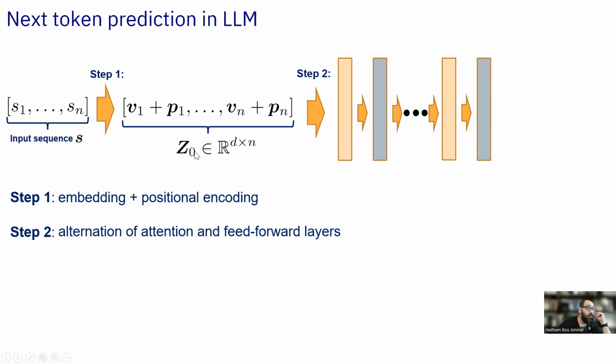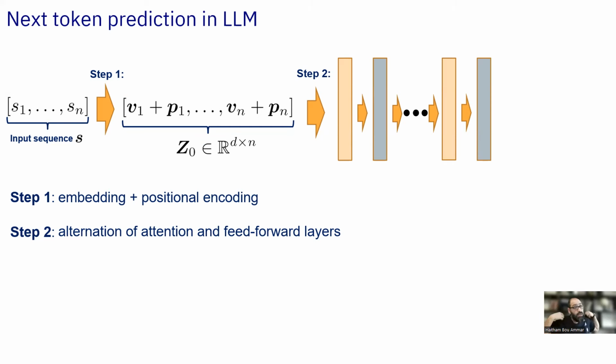We have something called Z0. Z0 is a matrix, and that matrix is D by N. We have D rows and N columns. The idea is that the embedding size we are considering to be D, and the length of the sequence is considered to be N. And that's our matrix Z0.